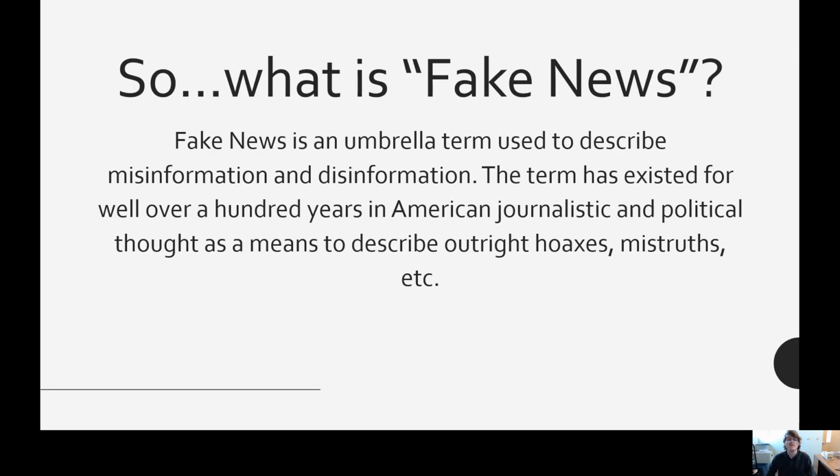So you're probably thinking, what is fake news? Fake news is an umbrella term used to describe both misinformation and disinformation. This term has been used in American political and journalistic thought for over 100 years as a means to describe outright hoaxes, mistruths, bending of facts, distortions, and outright lies.